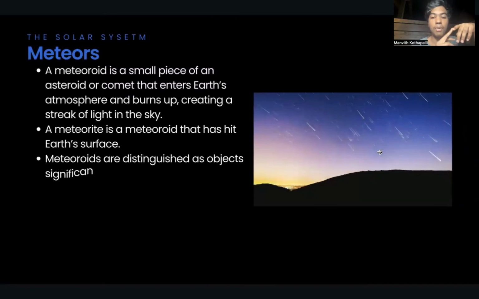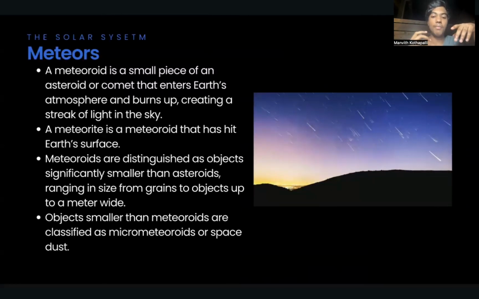Now let's talk about meteors. A meteor is a small piece of an asteroid or comet that enters the Earth's atmosphere and burns up, causing a streak of light to form in the sky. A meteorite is a meteoroid that has hit the Earth's surface. Meteoroids are distinguished as objects significantly smaller than asteroids, ranging in size from grains up to objects a meter wide. Objects smaller than meteoroids are classified into micrometeoroids or space dust.